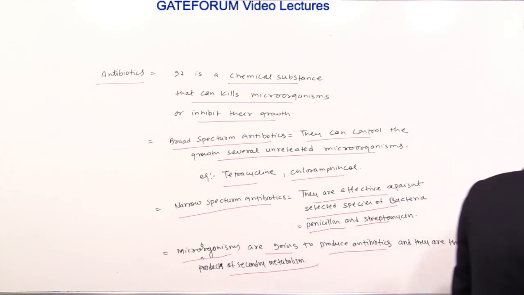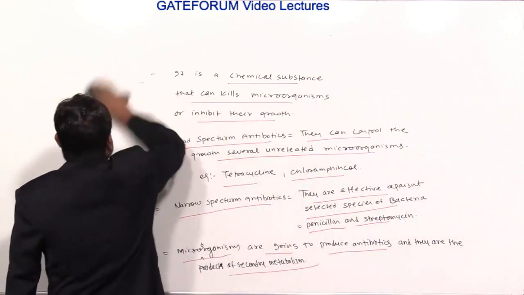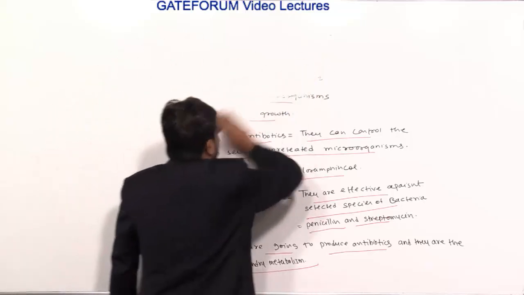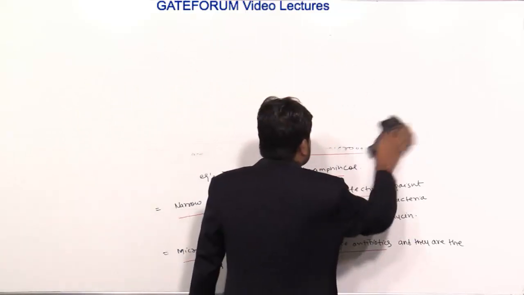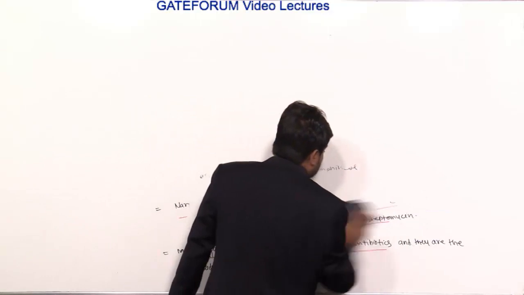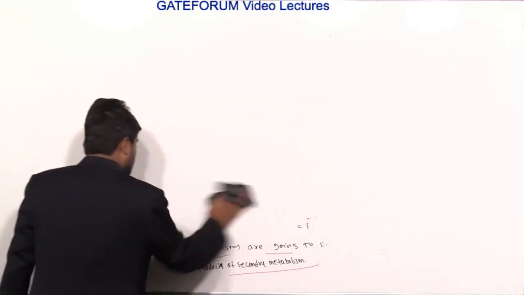First I am going to explain the production of penicillin. How is penicillin produced? The first antibiotic to be produced is penicillin, and I am going to explain how it is produced here.